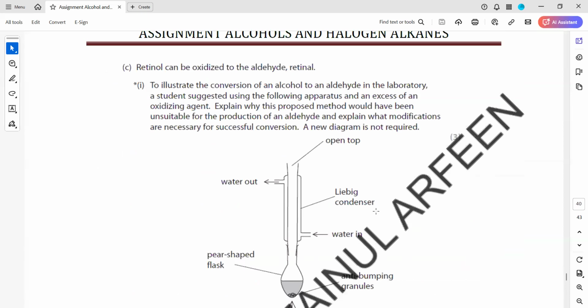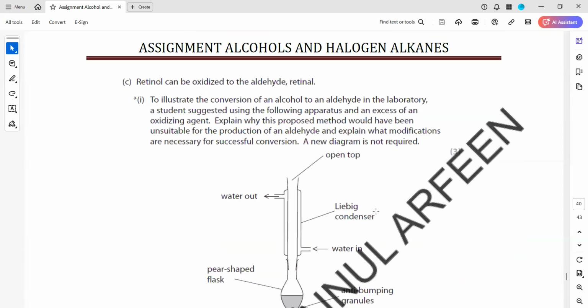Next, retinol can be oxidized to the aldehyde retinal. So remember, alcohols can be oxidized to aldehydes, and aldehydes can be further oxidized to carboxylic acids. If you use a vertical reflux condenser, then what will happen? There will be a complete oxidation that will result in the formation of a carboxylic acid. But if it is a partial oxidation, that will form an aldehyde.